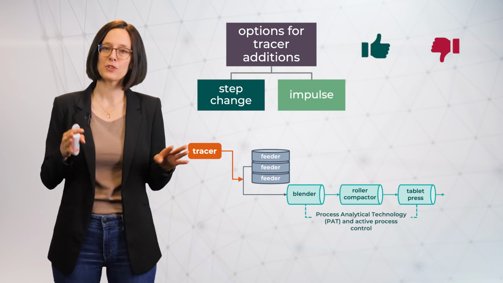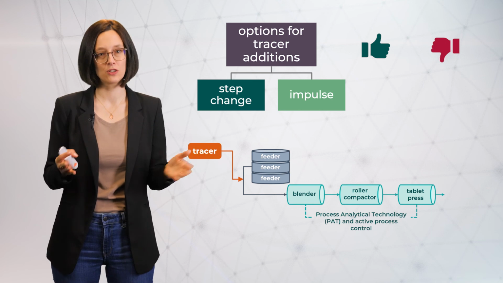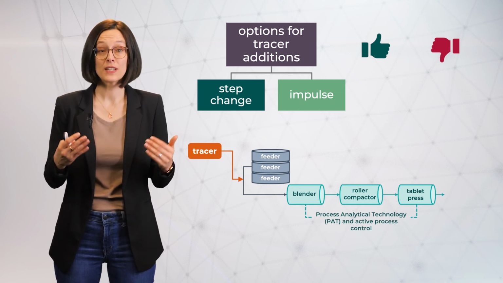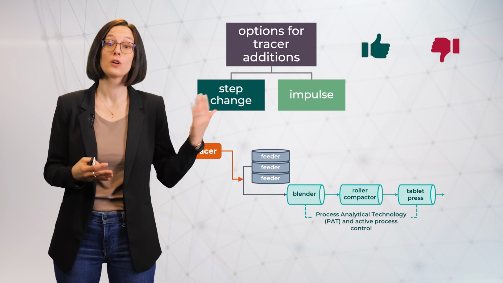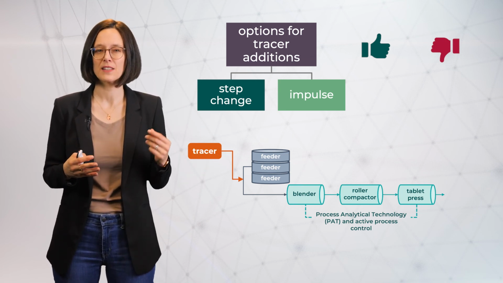Disadvantages of the impulse test are: the tracer addition can often only be carried out manually. There is the risk of process disruption due to the human interference. And it can be challenging to find a suitable tracer material. To give you an impression of how such an experiment would look like, we created a short video that guides you through the process of a color tracer experiment on a continuous twin screw extruder. So make sure to watch that.